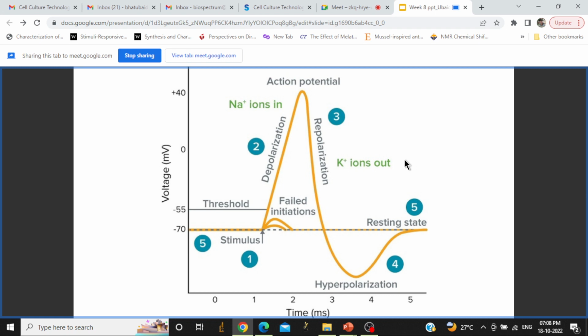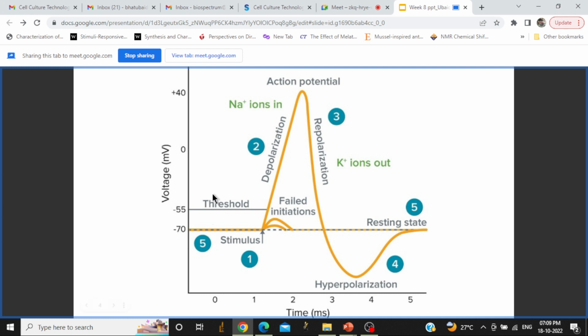This is the representation, or graph, of the action potential. On the x-axis, time is shown in milliseconds, and on the y-axis, voltage is shown. Here is zero voltage, below this is negative voltage, and above it is positive voltage. The resting membrane potential in our neurons or other cells is minus 70 millivolts.